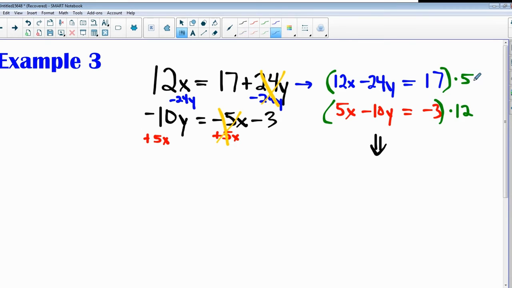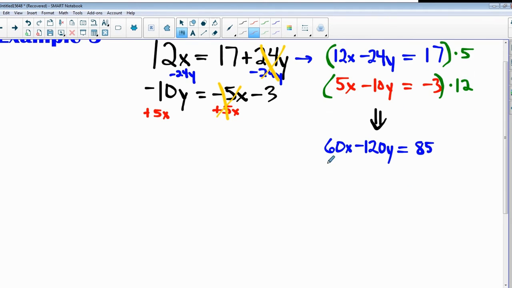So the blue. 5 times 12 is 60x. 5 times negative 24 is negative 120y. And then 5 times 17 is 85. Okay, doing the same thing with the red one.